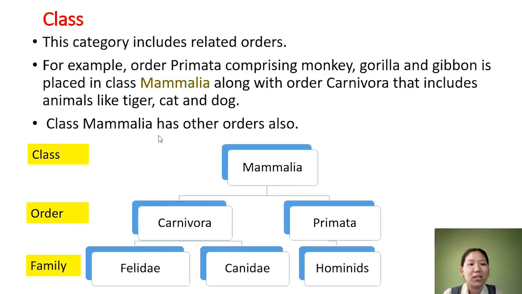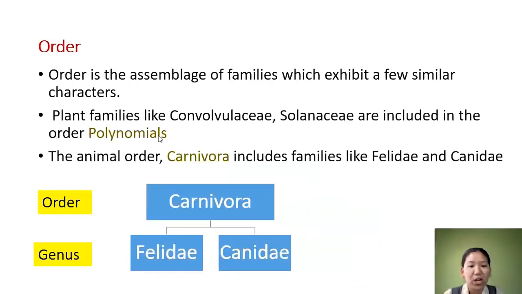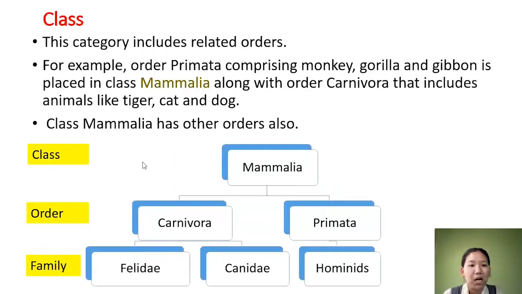Next, class. A class contains related orders. In the earlier topic, we had Carnivora. Now here is the class Mammalia. It contains related orders like Carnivora and Primata. Carnivora and Primata are different groups at the level of order, but they are placed under the same class, Mammalia. So Mammalia are a group of organisms having body hair and mammary glands.